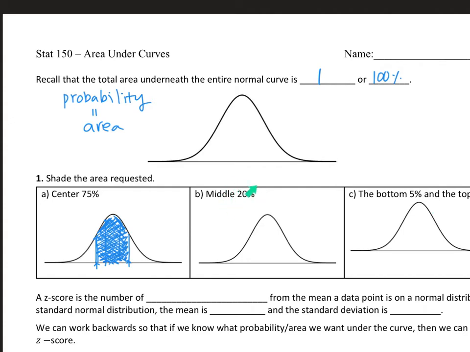It's middle 20%, so I want you to draw the lines somewhere here so it captures the middle 20%, bottom 5 and top 5. So here I'm going to have you try part B and part C.